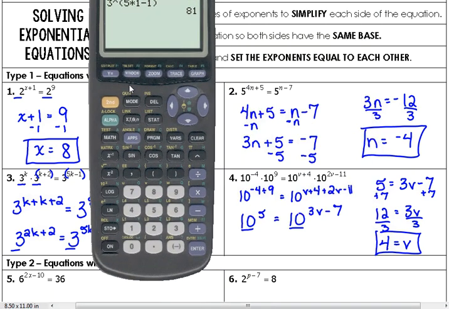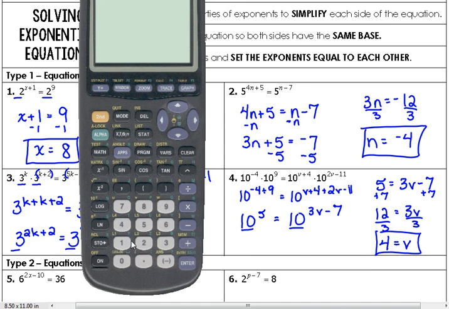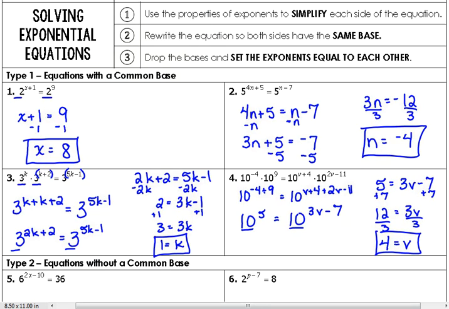Check it. 10 to the negative fourth times 10 to the ninth. Is that 100,000? 10 to the parentheses, 4 plus 4 times 10 to the parentheses, 2 times 4 minus 11. Okay, left side equals right side. We are good.